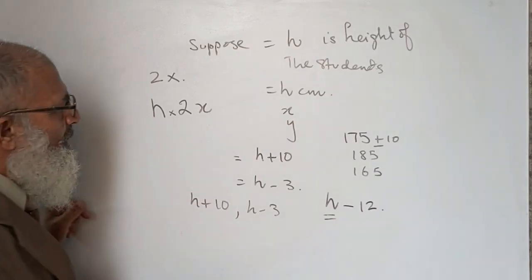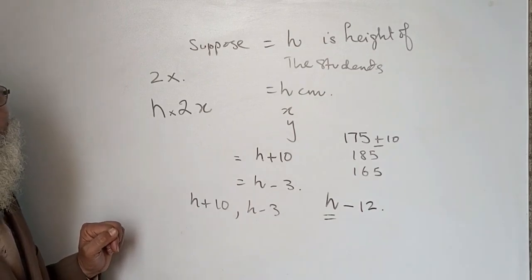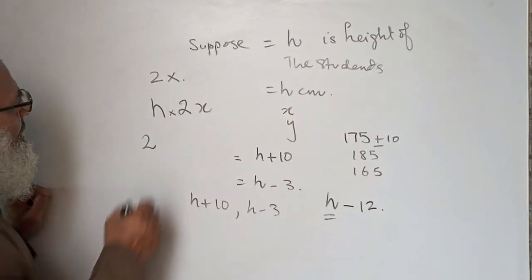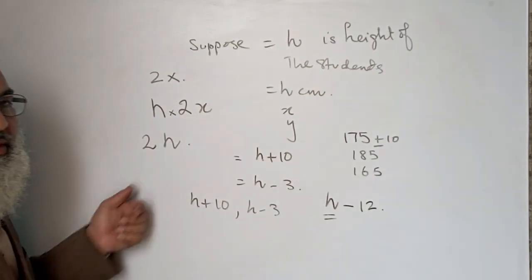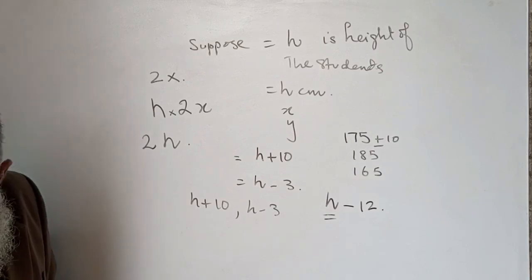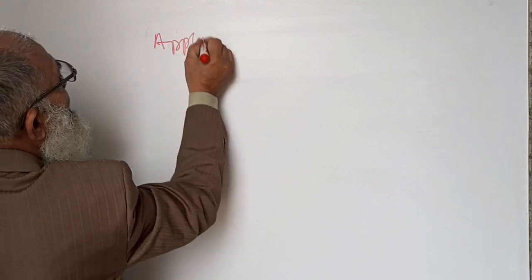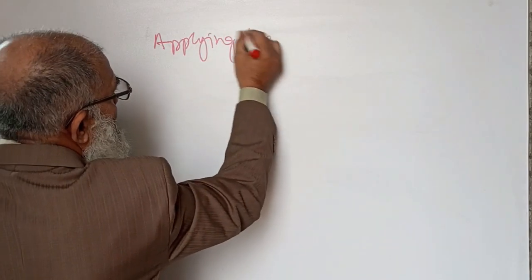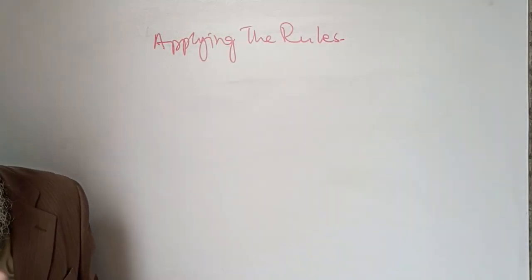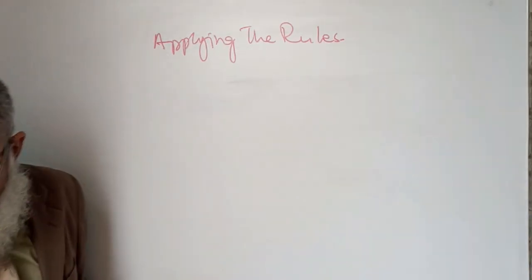Now the upcoming example says twice the average height. Now what we do is twice. Now twice the height is like this. You can write it like this. Now we'll proceed to the rules of algebra. Applying the rules. Now how will we be applying the rules? Just focus on the lecture.